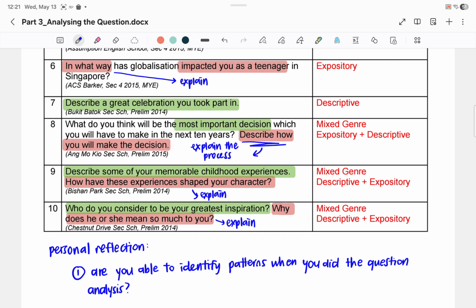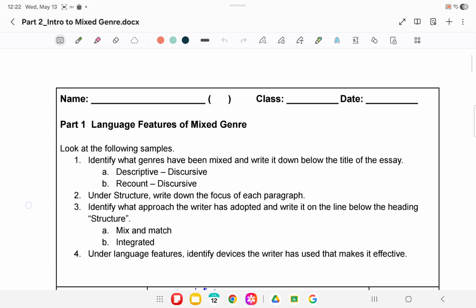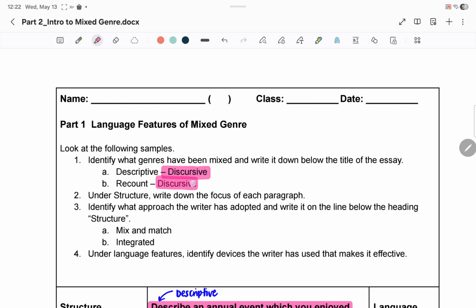Okay, so at this point over here, I will pause this video and I'll ask you to take a look at the first page of this booklet, and then I'll go through the language features as well as the structure of a mixed genre essay. Okay, so this is the first page of your booklet. Currently, I want you to take a quick look first. So for this component, I'll be going through 3 different samples and I'll show you how it has addressed the descriptive portion of the question, how it has addressed the recount portion of the question, as well as how it has addressed the expository component. Okay, so you will see very clearly how this has been done.